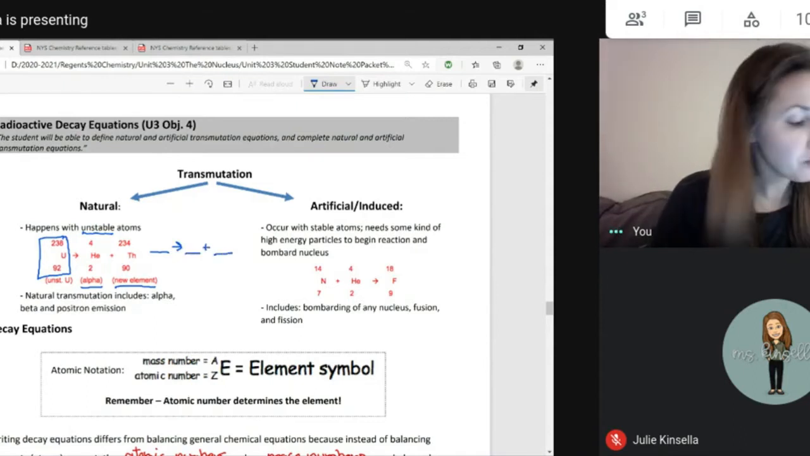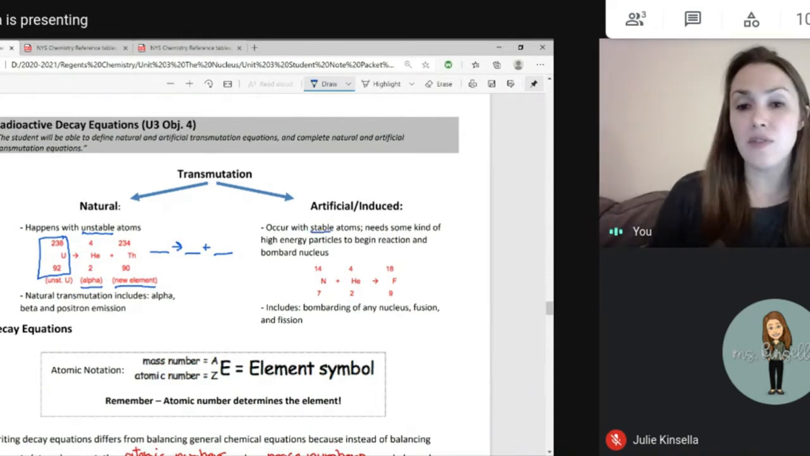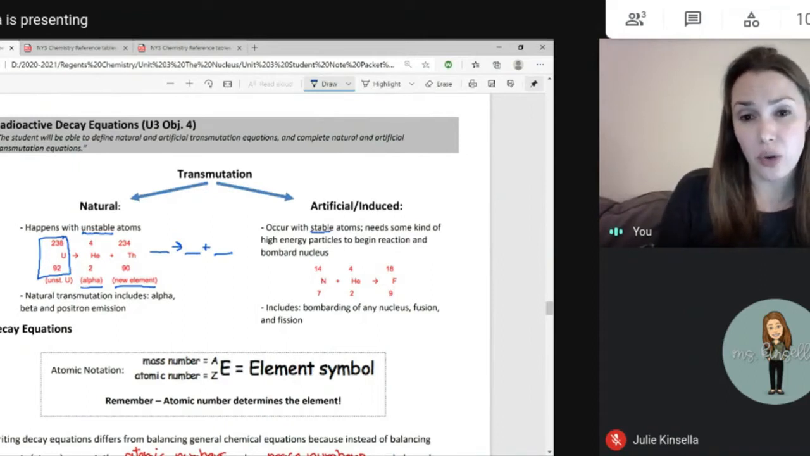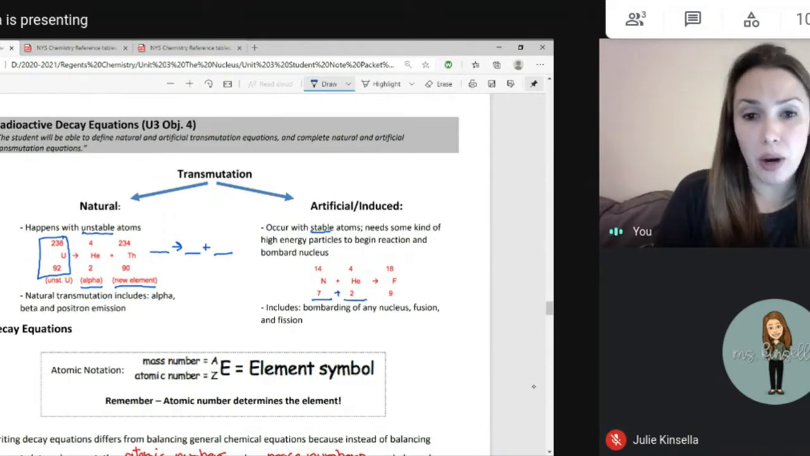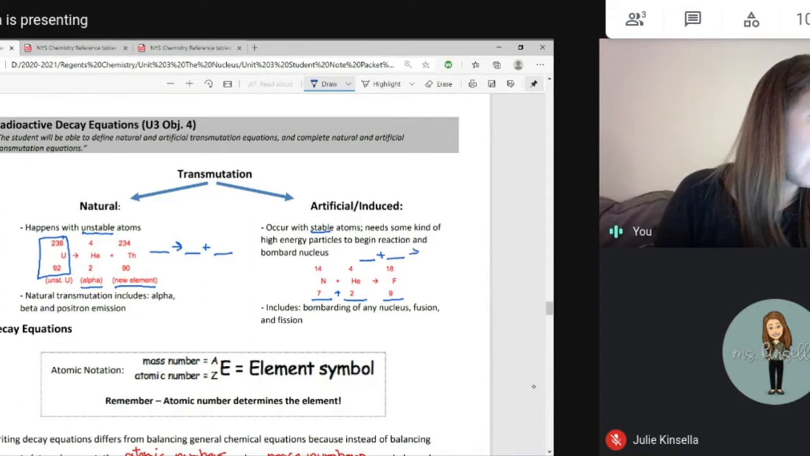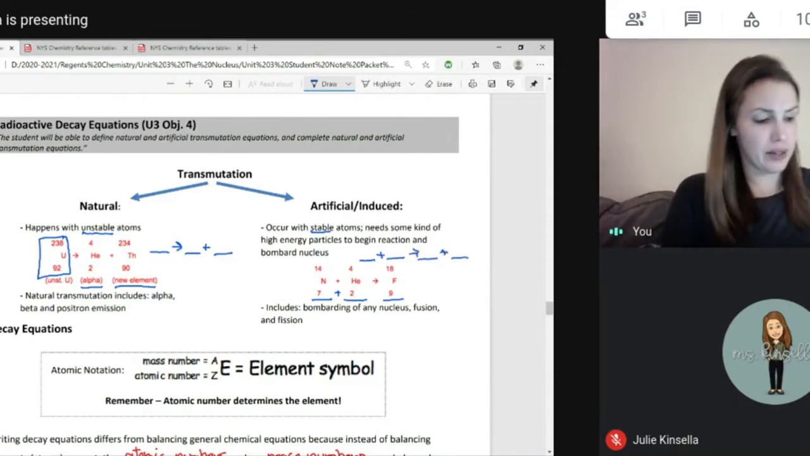Now with artificial, this occurs generally with stable atoms, and they have to be hit with or bombarded with a high energy particle, which causes it to become unstable and then undergo transmutation. So in this one, we have the stable nucleus plus our high energy particle, like an alpha particle, beta particle, or neutron, and then it's going to transmute into something else. So you'll always see two things on the left, and then it transmutes into one thing, or sometimes it will have an extra particle that gets released in that process.